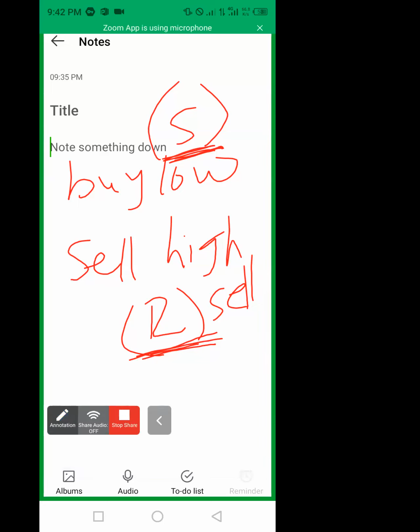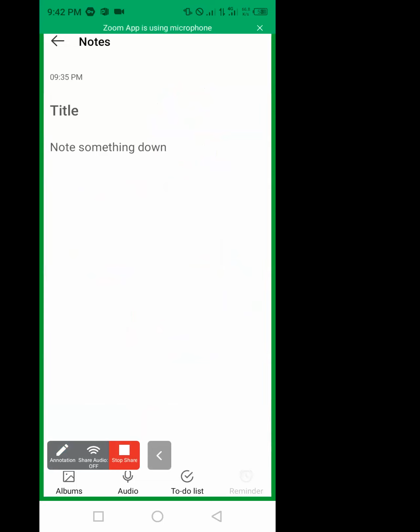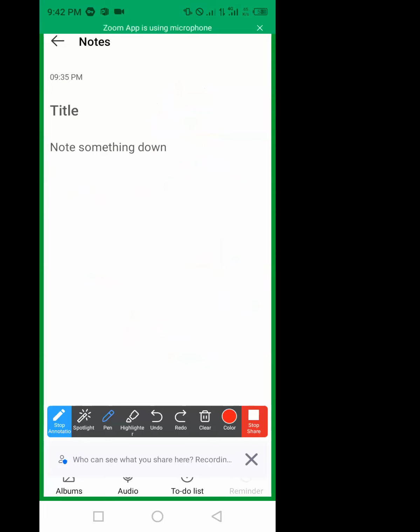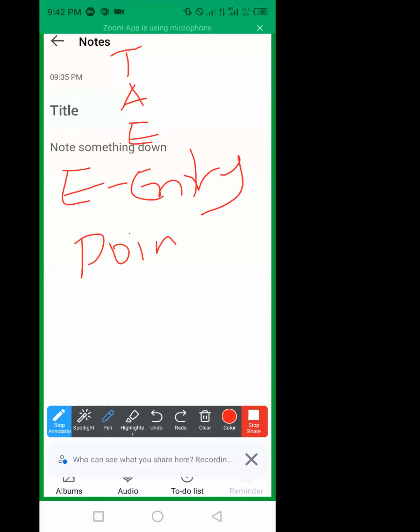Okay? That is A. After identifying A, at first we started with the T. Now we have looked at A. Now the next one is E. What is E? E is entry point. You have identified the trend? Yes. Area of focus? Now you know them.